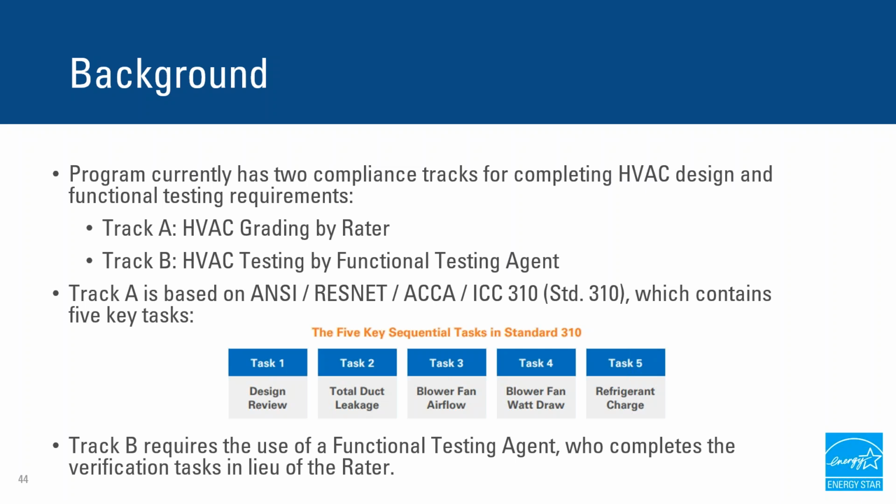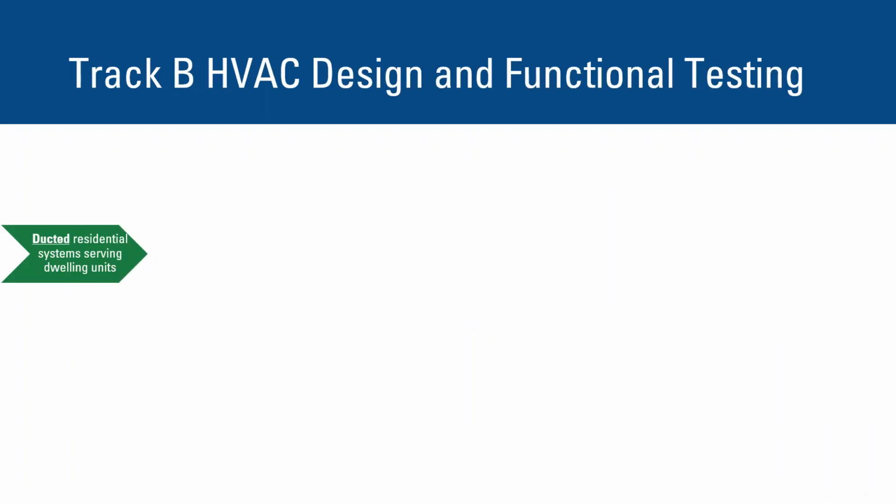For multifamily, things get a little bit complicated because we have lots of different types of systems, and they could be located in dwelling units or common spaces. So with the 2 tracks and the different spaces, I'll go through on the next couple of slides how that situates with our overall design and functional testing requirements.